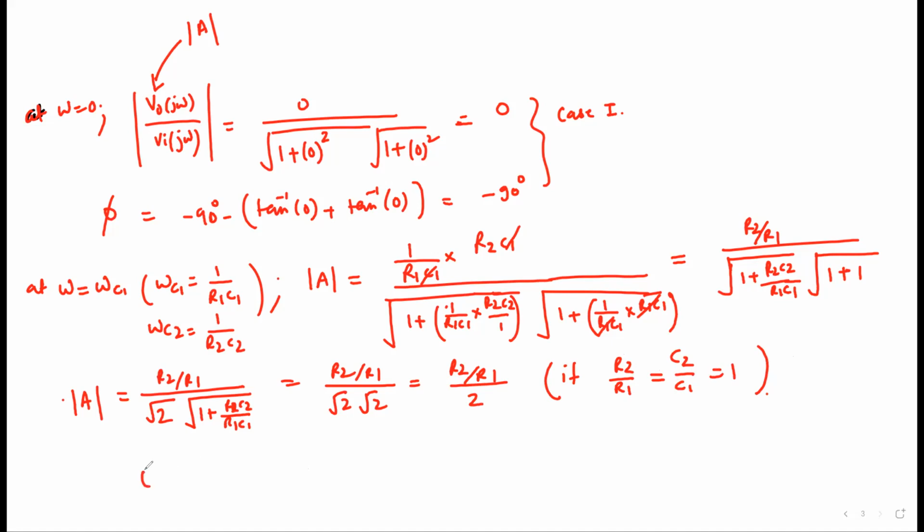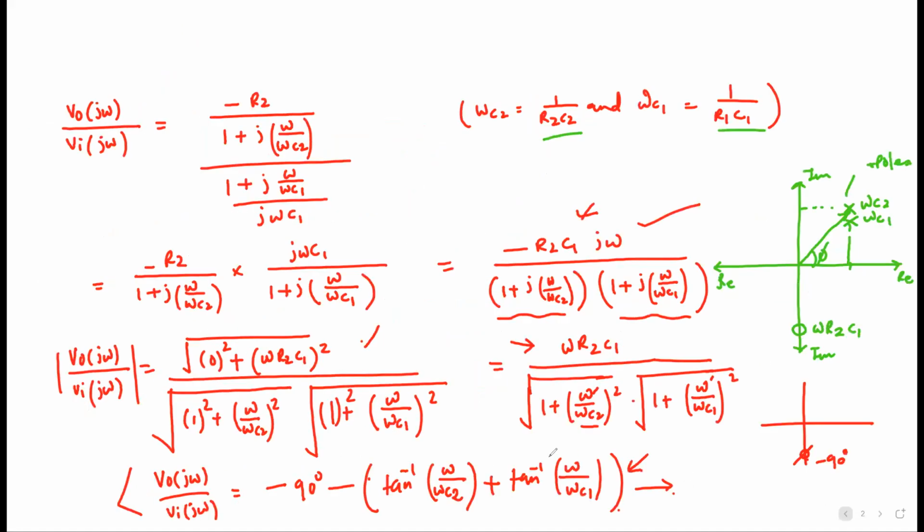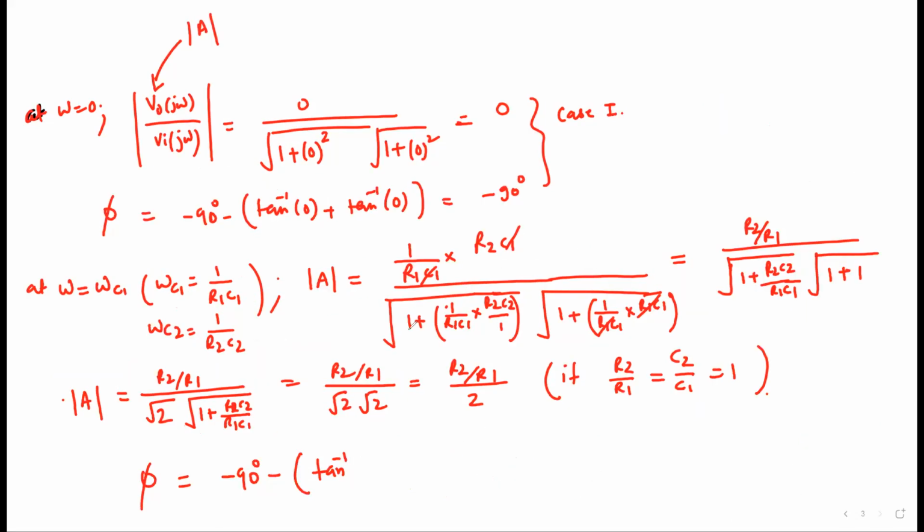Okay, and the angle in that case, minus 90 degrees, would be minus tan inverse. Now we have this equation right here. So omega is omega C1. So again, we write 1 by R1 C1 times R2 times C2. That is our expression, plus tan inverse 1 by R1 C1 times R1 C1 here.